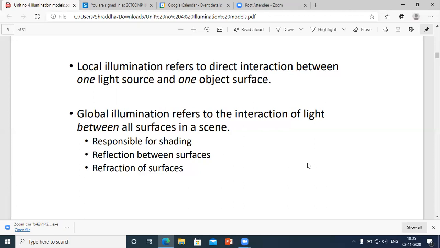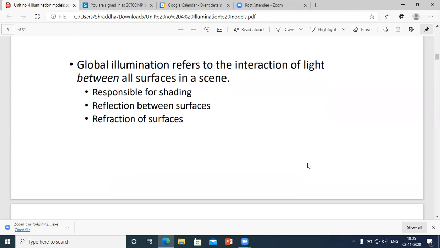In global illumination, what is the important point to remember? It is responsible for shading, reflection between the surfaces, and refraction of surfaces. These shading, reflection and refraction effects are categorized under global illumination.